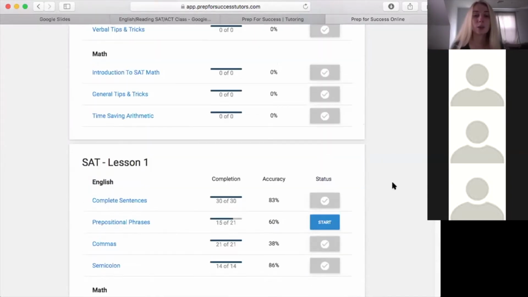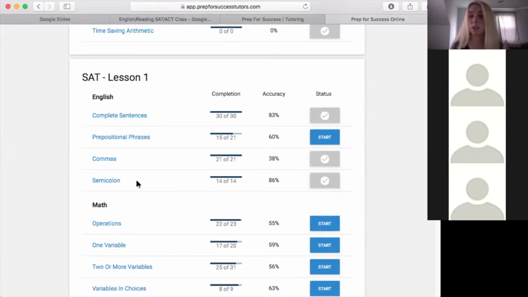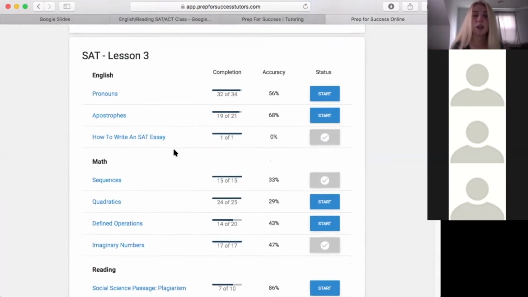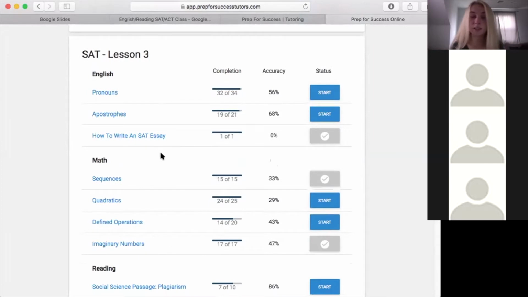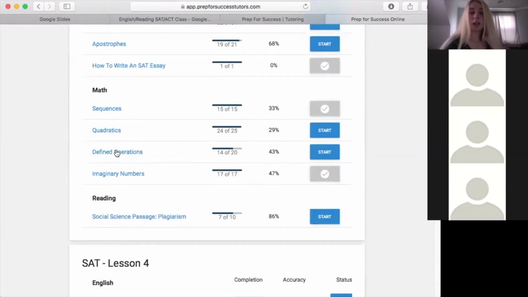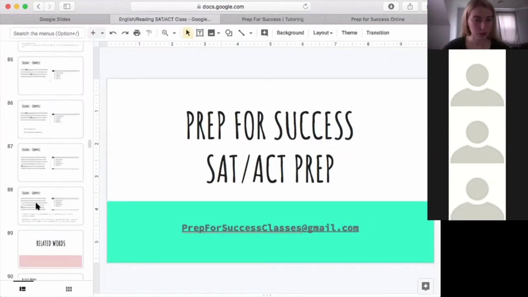So for example, within the language arts section, so far we did lesson 1 during the first class. Lesson 2, we did that as well. Lesson 3, we worked on last class. And then lesson 4, we're going to start up with today. So if you're following along, so far we've done lessons 1, 2, and 3 for the verbal side of the exam. And we're going to jump into lesson 4.